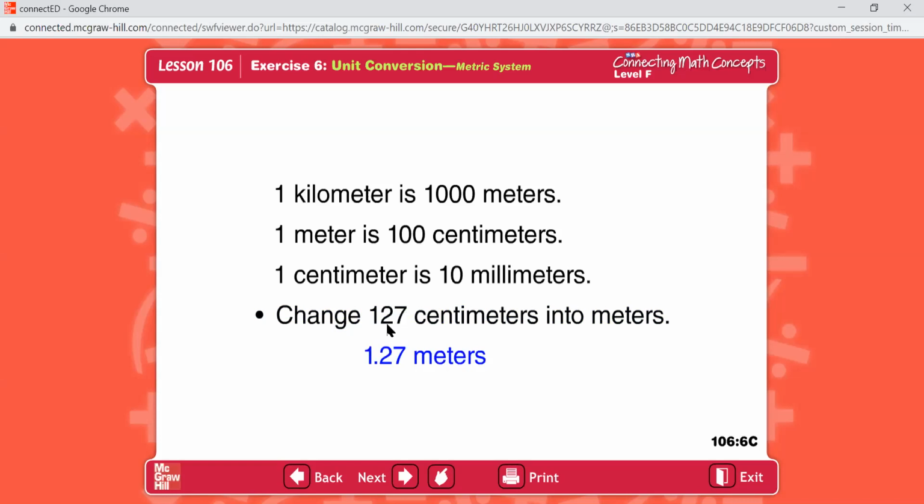There are more centimeters than meters, so you're moving backwards, meaning you're dividing. And when you divide by 100, because there are 100 centimeters in 1 meter, you only need to move the decimal place in your original problem, wherever it's at, 2 places to the left to solve it. 1, 2.